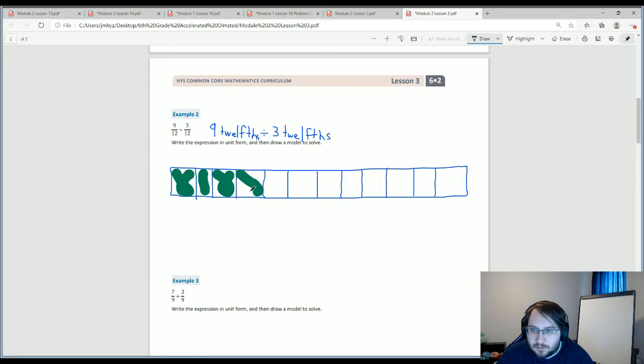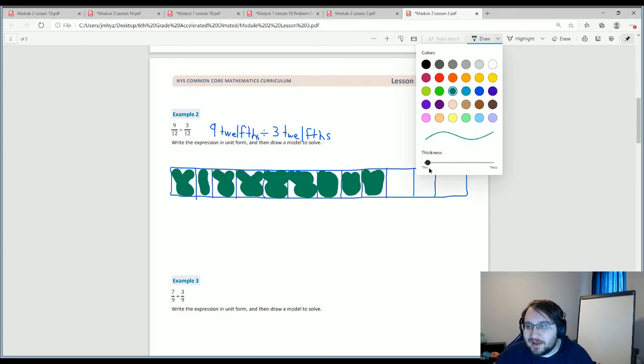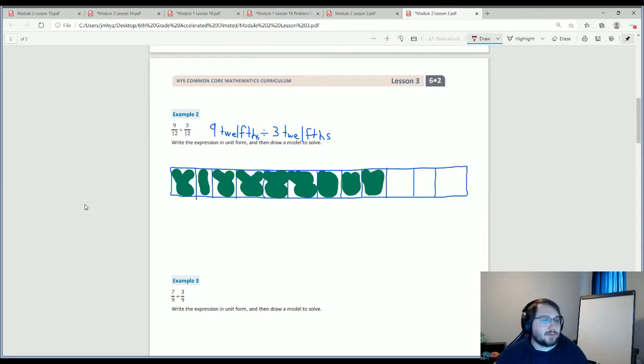3, 4, 5, 6, 7, 8, and 9. God, it keeps covering that line and I don't want it to. But that's my fault. It's fine though. So now I've shaded in all 9 twelfths that I'm worrying about.